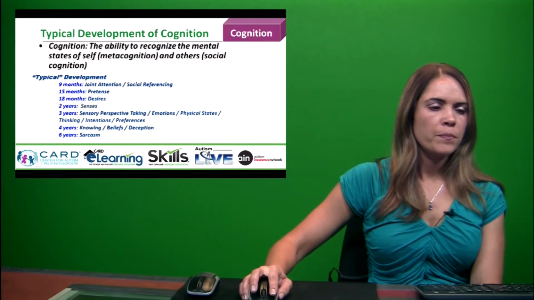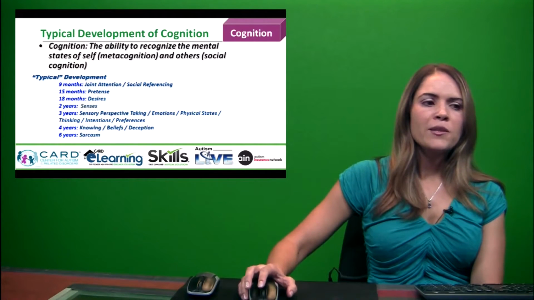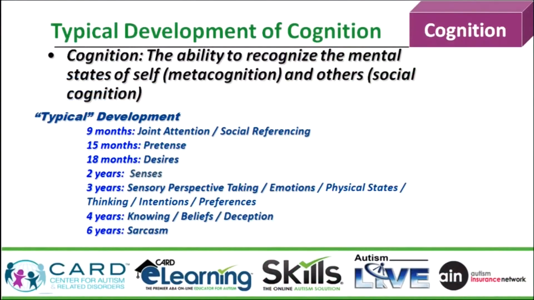In typical child development, if we look at how cognition develops in these children, again, this is the ability to recognize the mental states of themselves, which is referred to as metacognition, and in others, which is referred to as social cognition. We see that it begins to emerge at a very, very young age. Even infants at the age of 9 months are starting to engage in certain behaviors that are related to social cognition. So, for example, joint attention.